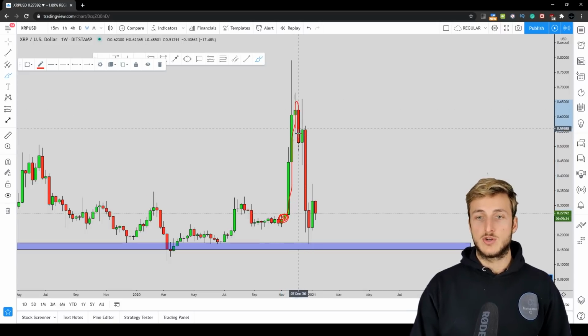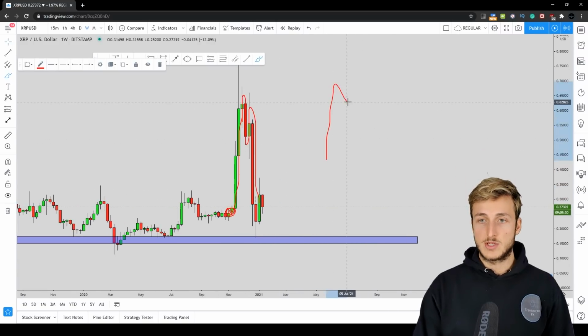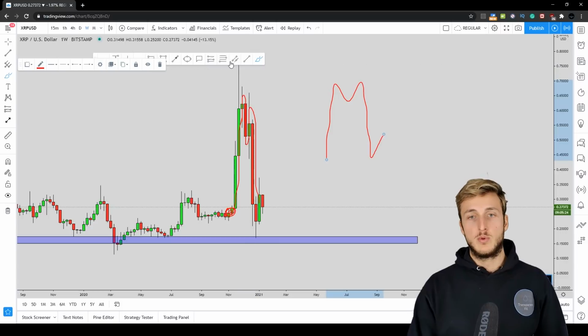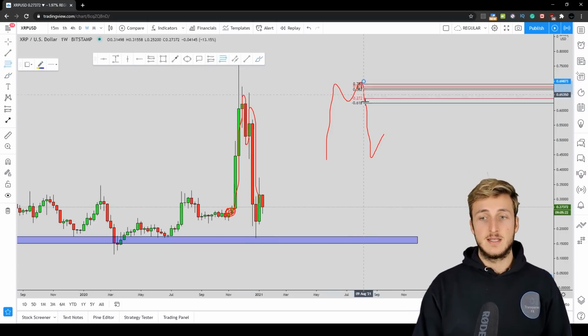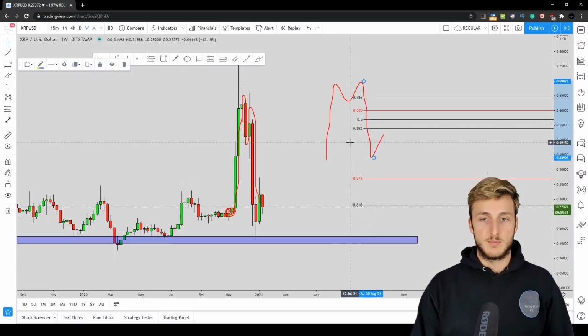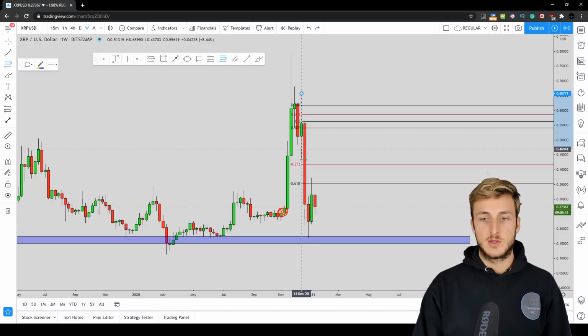Then we had the creation of this M formation, and generally speaking, after an M formation, what you want to see is the market create a move to the upside. Specifically, you want to see the market create the move to the upside to go and retrace at least to the 0.382 of the Fibonacci taken on the impulse leg. So in this specific case, from this high to this low.